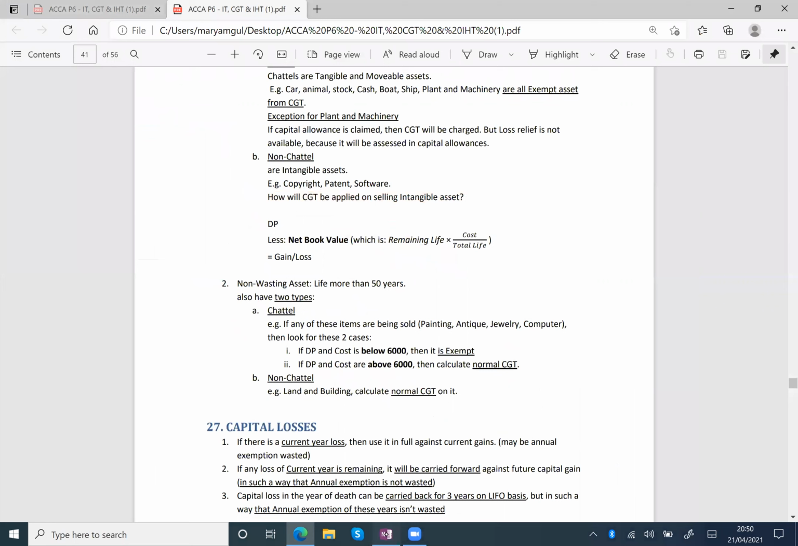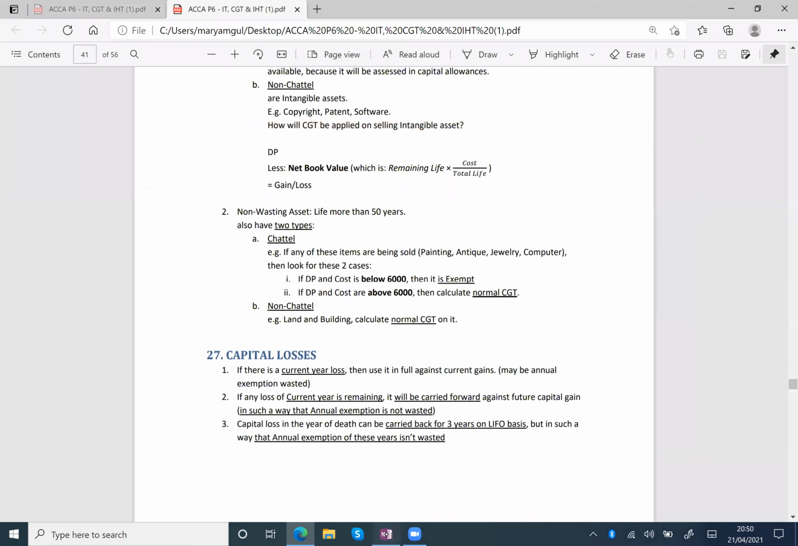Now next is non-wasting asset. First, chattel. Chattel examples you can see in brackets: painting, antique, jewelry, computer. If you are selling or gifting these four things, how do you pay the CGT? There are two rules. Number one, if DP and cost are both below 6,000, then CGT is exempt.